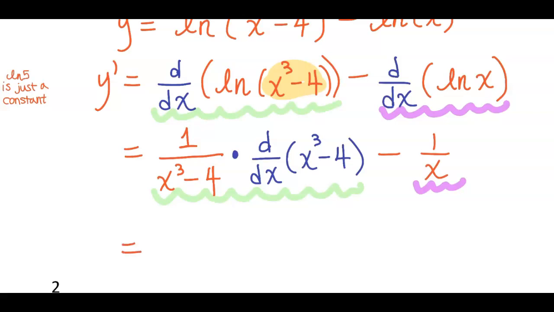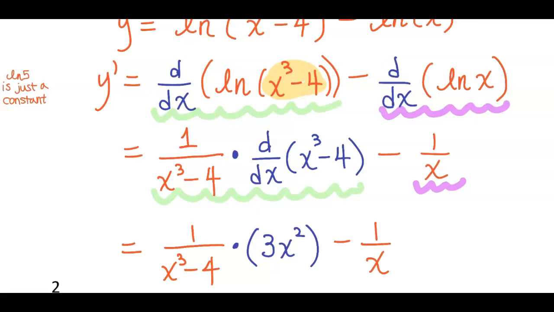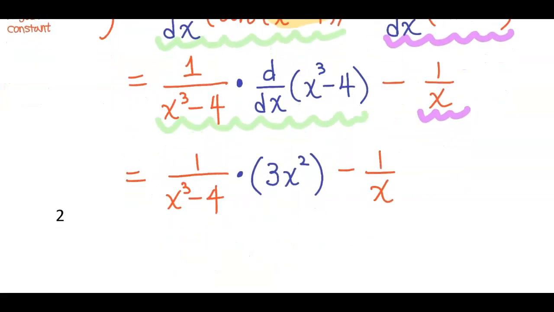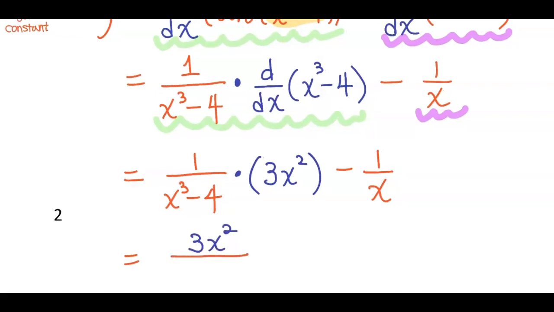Okay, let's keep going. So I'll have my 1 over x cubed minus 4. But that is now getting multiplied by what is the derivative of x cubed minus 4? That is 3x squared minus 0. And then let me keep on bringing that 1 over x down so that we can simplify a little bit, okay? So I will have, the numerator is now 3x squared. The denominator is x cubed minus 4. And we are subtracting these two fractions, okay?